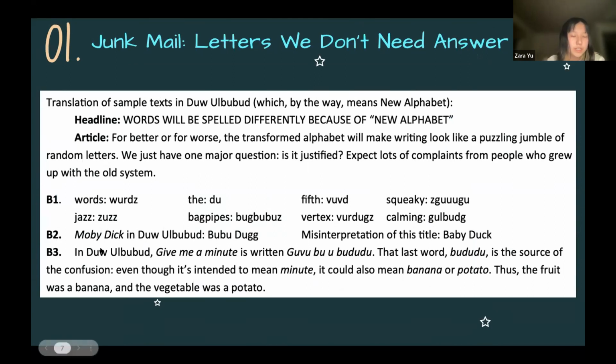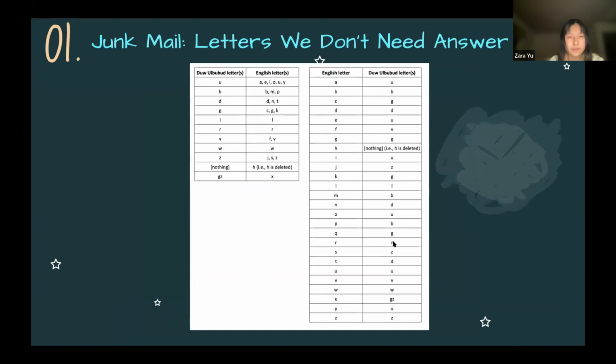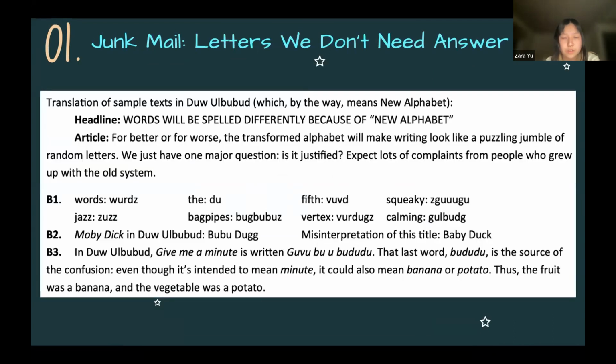And then for this in the new alphabet, give me a minute is written like this. So this could be translated as banana or potato as well, like outside of minute. So your fruit would be banana and vegetable would be potato. So that's how you do this problem. Basically, the main part is you just have to make a table like this. And then after that, the rest is pretty easy, I think. So that's it for this problem.